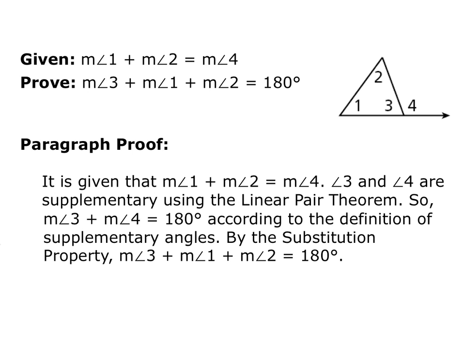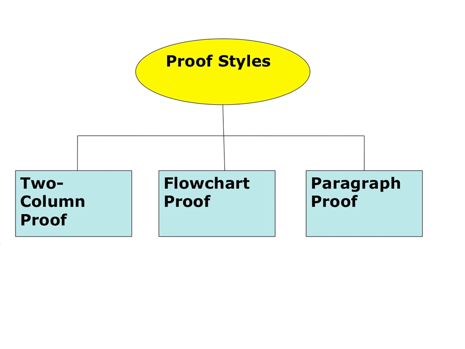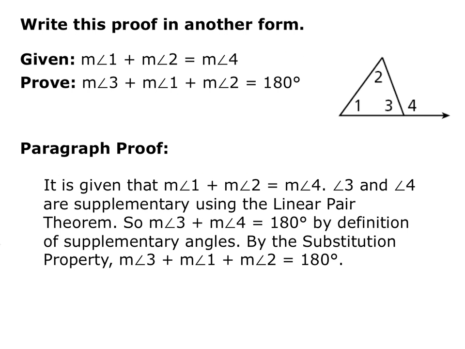Now what I want you to be able to do is take one style and turn it into the other style. So there's 2 column, there's flowchart, and there's paragraph. Okay, let's take that one that we were just looking at because we had so many puzzled faces. Let's put that in a 2 column and then also in a flowchart. We'll do those fairly quickly so that we can compare the 3 types. Okay, so I'll flip it back to that same 2 column or paragraph proof. Let's put it in a 2 column.